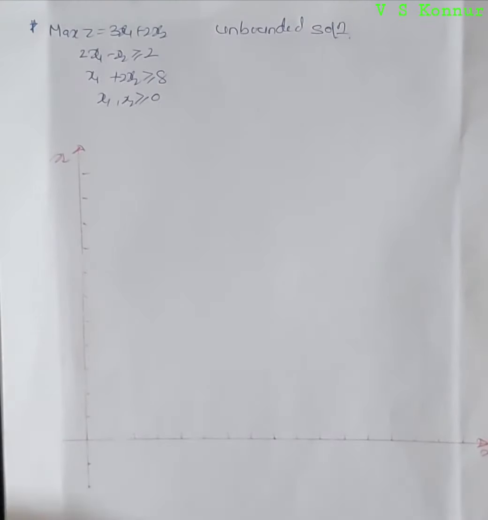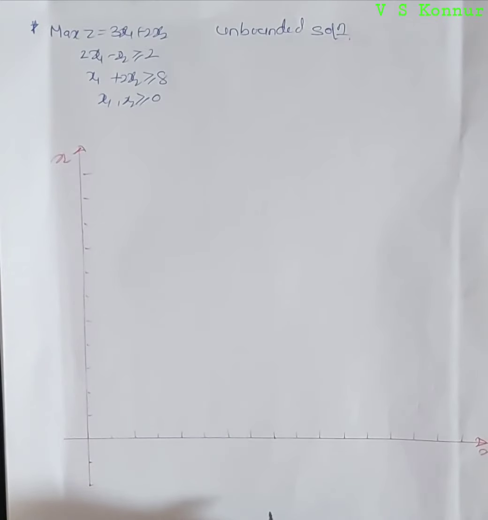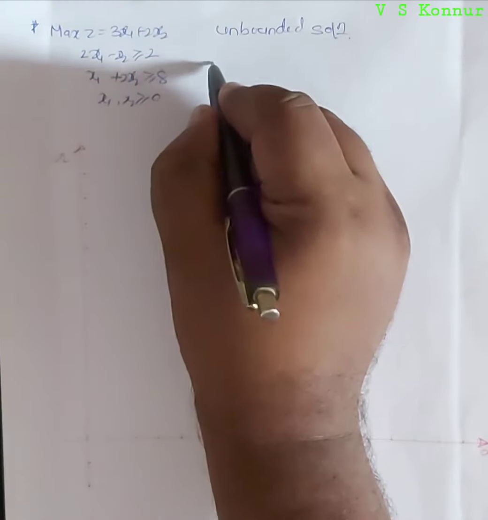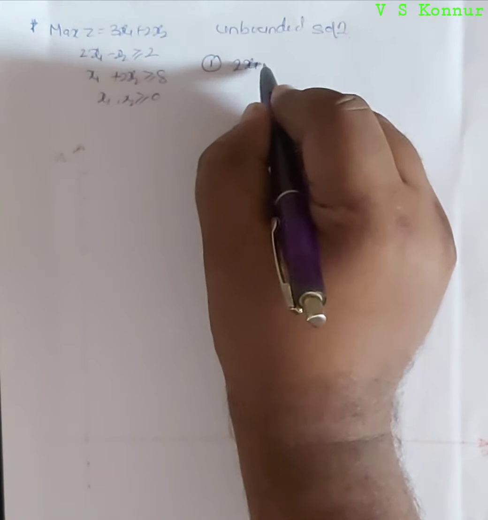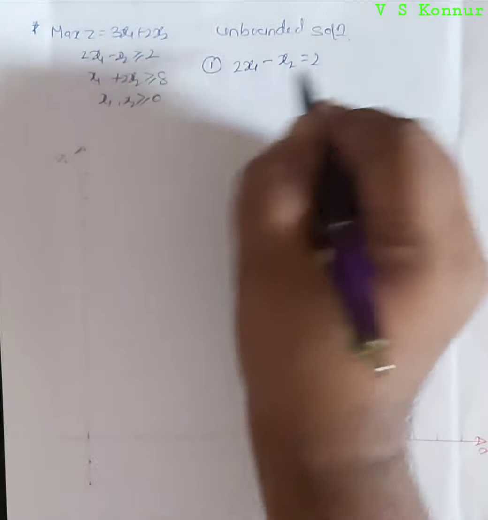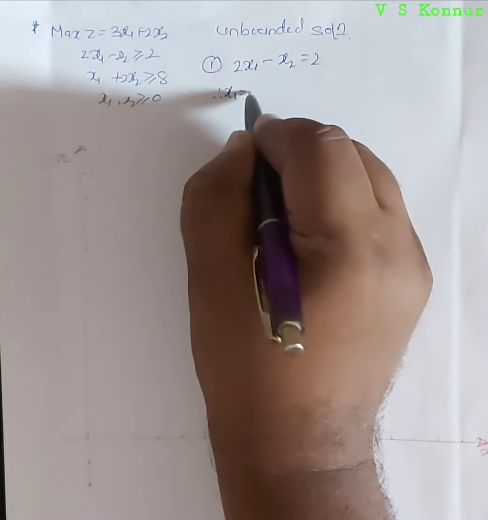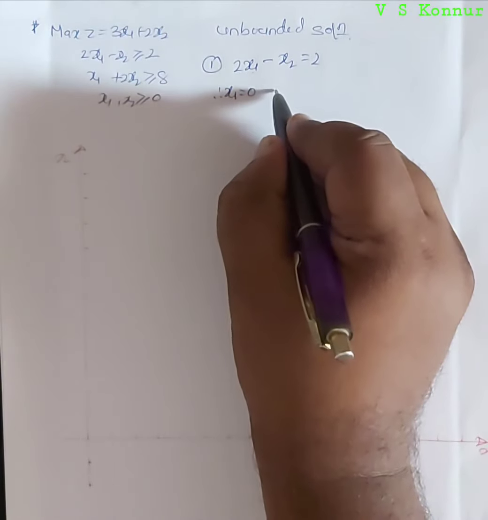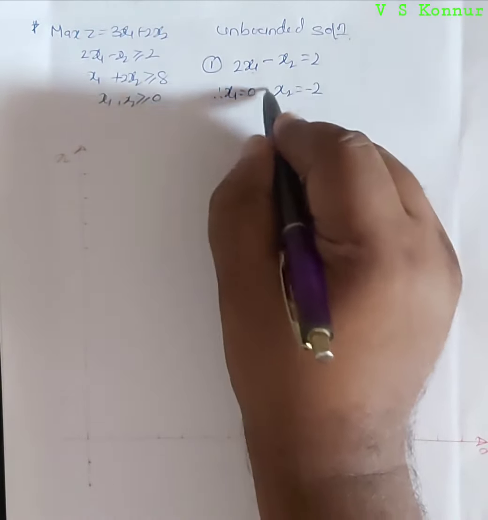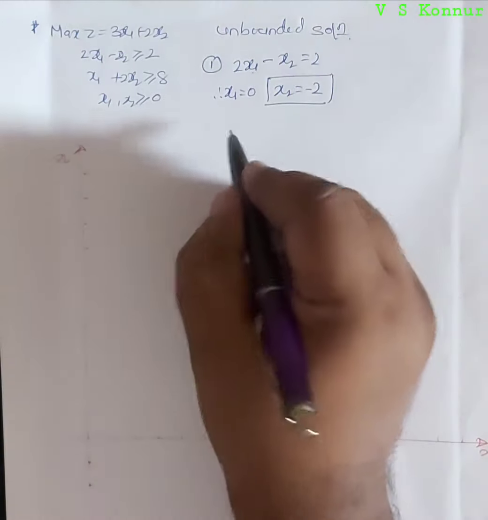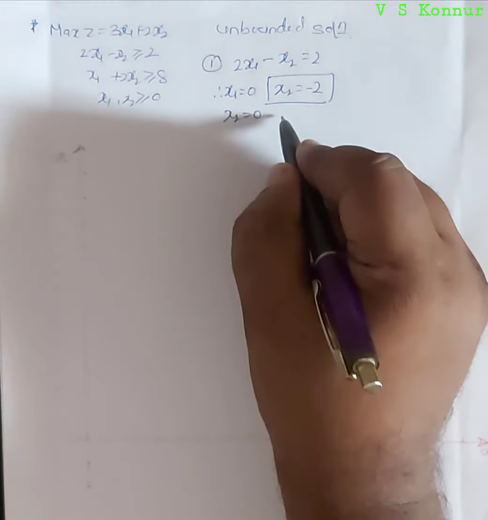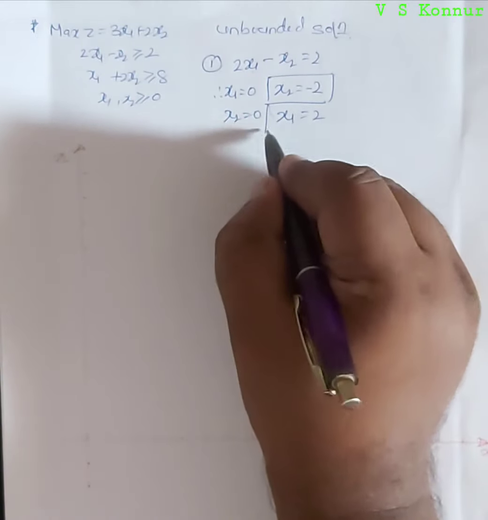Next type, unbounded solution. We'll take the first constraint, 2x1 minus x2 is equal to 2. Put x1 equal to 0, x2 is equal to minus 2. Put x2 is equal to 0, we'll get x1 is equal to 2.